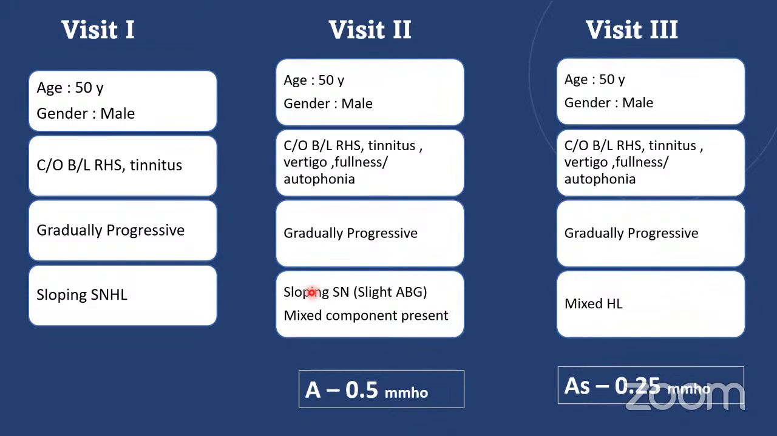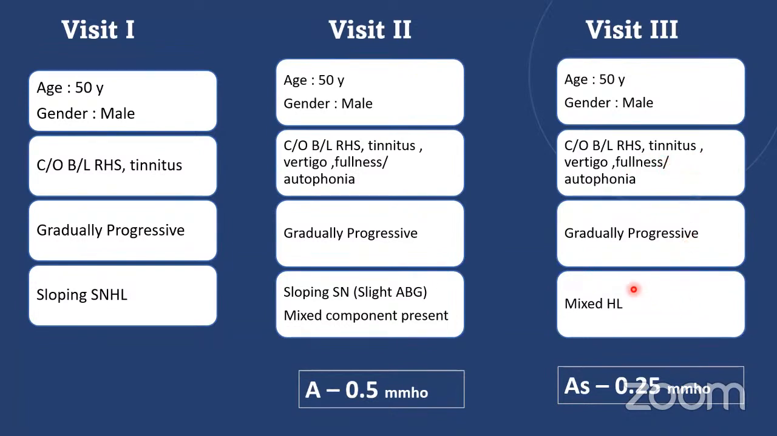And it was found that a sloping SNHL with a slight ABG, that is the mixed component, was present at some frequencies. Okay, and the emittance findings suggested an A-type tympanogram of 0.5 millimoles. At the third visit, the same patient reported with a similar complaint, but the problems had aggravated.